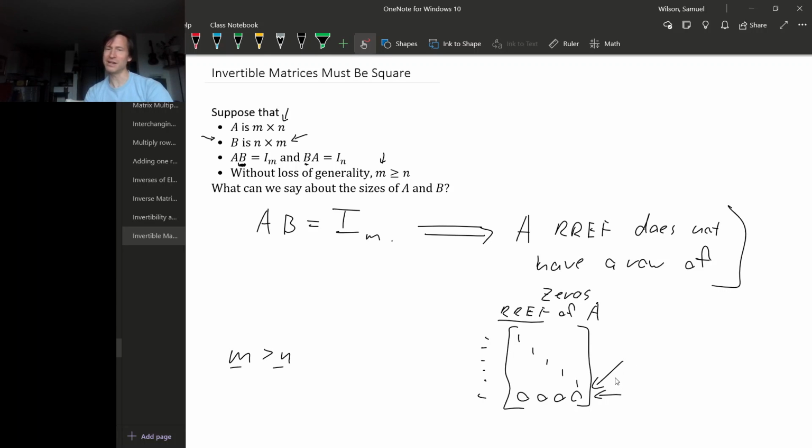There cannot be a row of zeros in this reduced row echelon form because A times B is an identity matrix. So that means that m can't be strictly bigger than n, right? Well, if m is greater than or equal to n, but we know that it's not bigger, then that means it has to be equal. So m is actually equal to n, and that means that A is actually a square matrix.